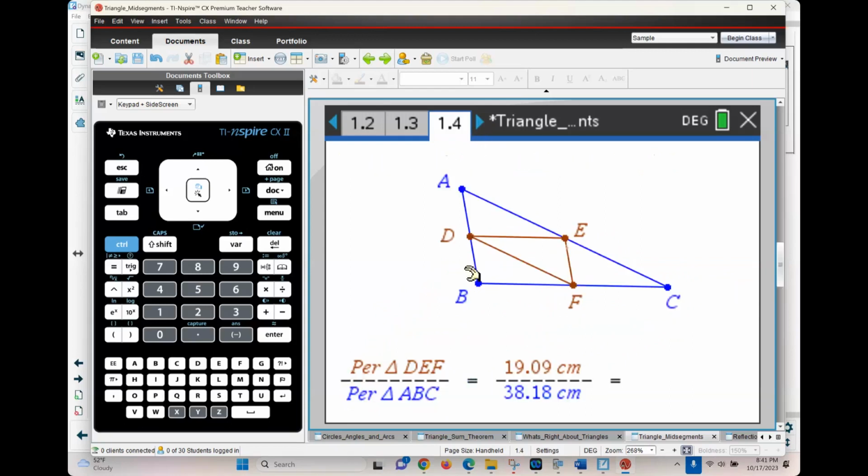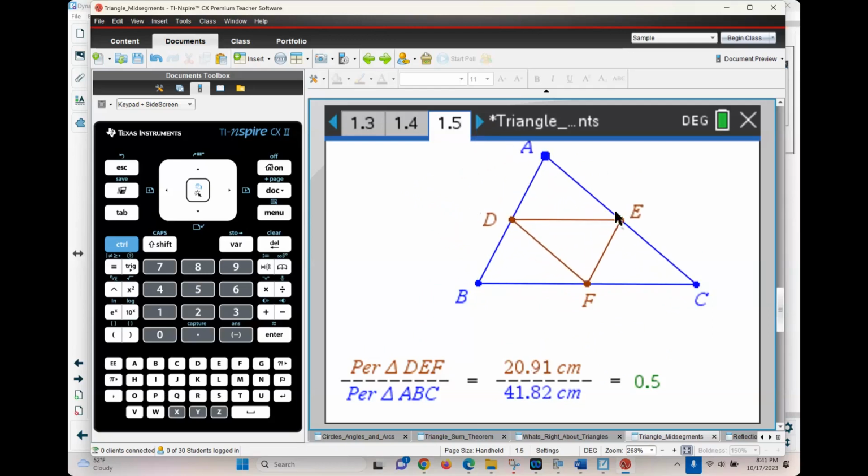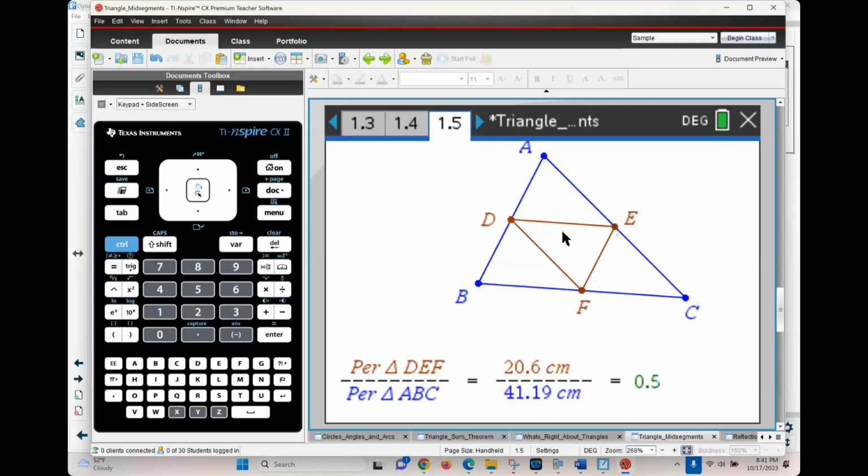I'd also like to talk about perimeter of DEF as compared to ABC. And so you can see here that it looks like it's about half, okay, about half. And when you get to here, you can see that it is 1/2 and it does the calculations for you, okay? And the reason for that is each of these sides, DE is half of BC, EF is half of AB, DF is half of AC. So you can have the kids talk through why that's the case.